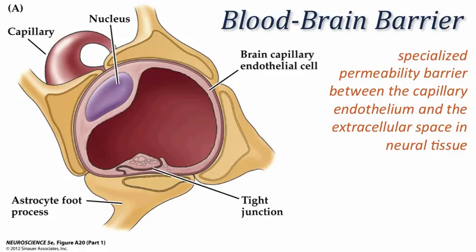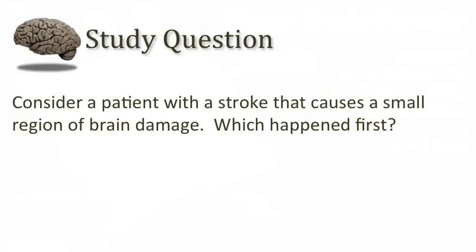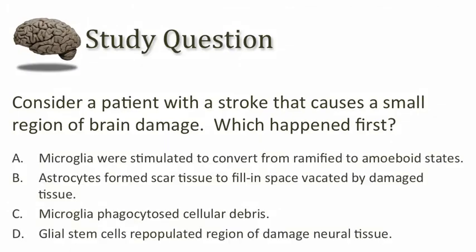Well, let's conclude this tutorial with a study question. I want you to think about a patient that has had a stroke, and that stroke causes some small region of the brain to be damaged. And I want you to think about the glial cells that are present in the brain, around that region of damaged brain, and think about which activity of glial cell do you think happens first. Well, think about these activities and the sequence in which they might unfold, and go ahead and record your response.